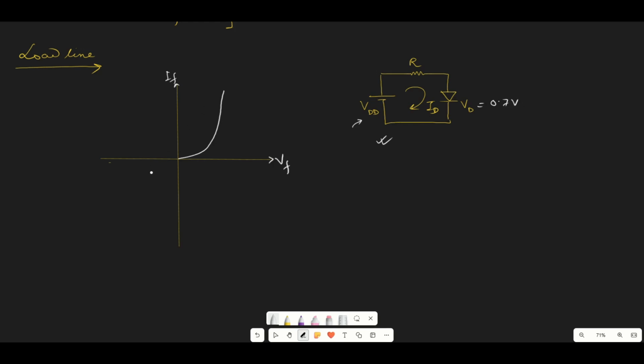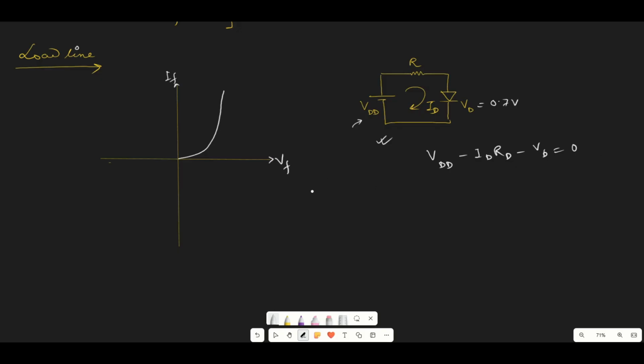So for this, if we draw the characteristics, this will be the characteristics of the diode, right? Now in this, if you write down the KVL equation, it will be VDD minus IDRD minus VD equals 0, right? So now what is a load line? A load line is a graphical representation used in the analysis of diode circuits.